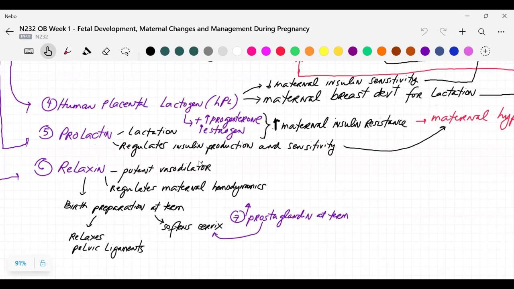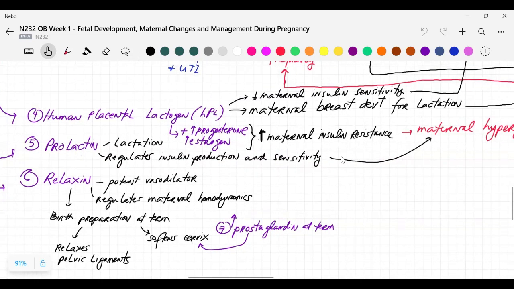But here's another thing with these two hormones. They actually affect the mom's insulin level. When there's increased HPL, there's a decrease in insulin sensitivity. What does that mean? The mom's cells are not going to recognize her own insulin. What is insulin for?